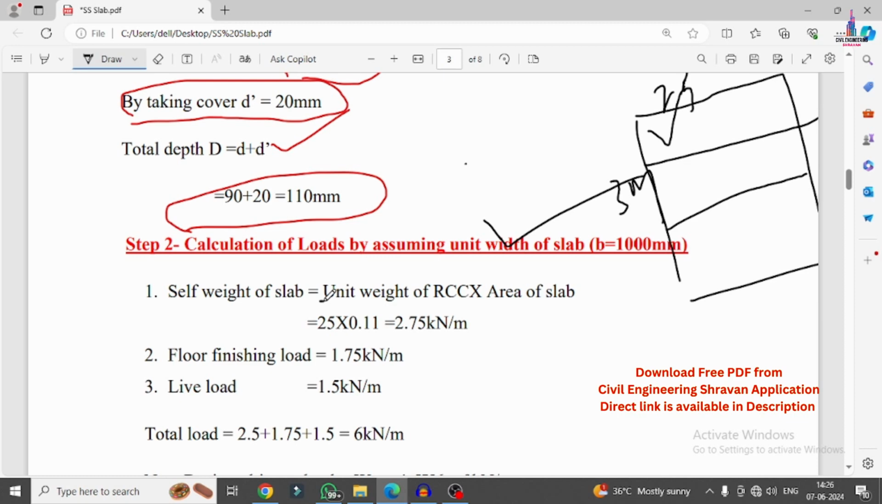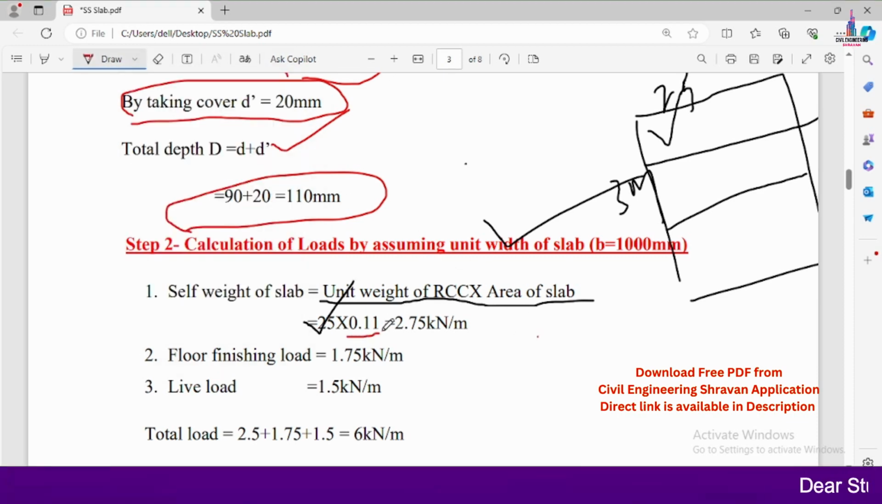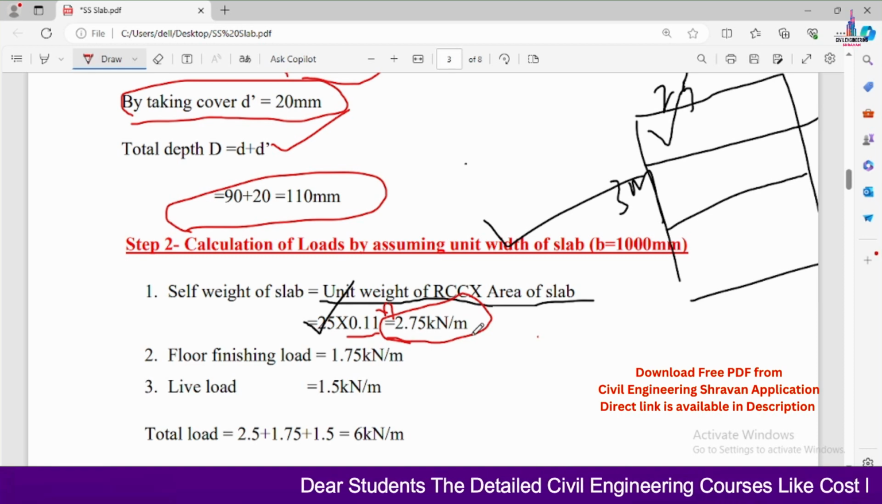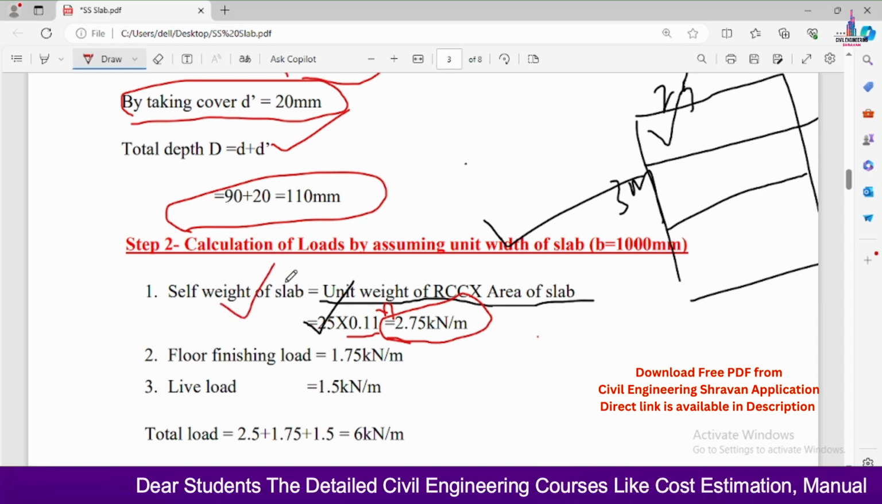The self weight has the formula: unit weight of the RCC slab into area of the slab. The unit weight of RCC is 25. If I multiply this value with the thickness of the slab, which is 0.11, into the width of the slab, which is 1 meter, then it comes to 2.75 kilonewton per meter, which is the self weight of the slab.